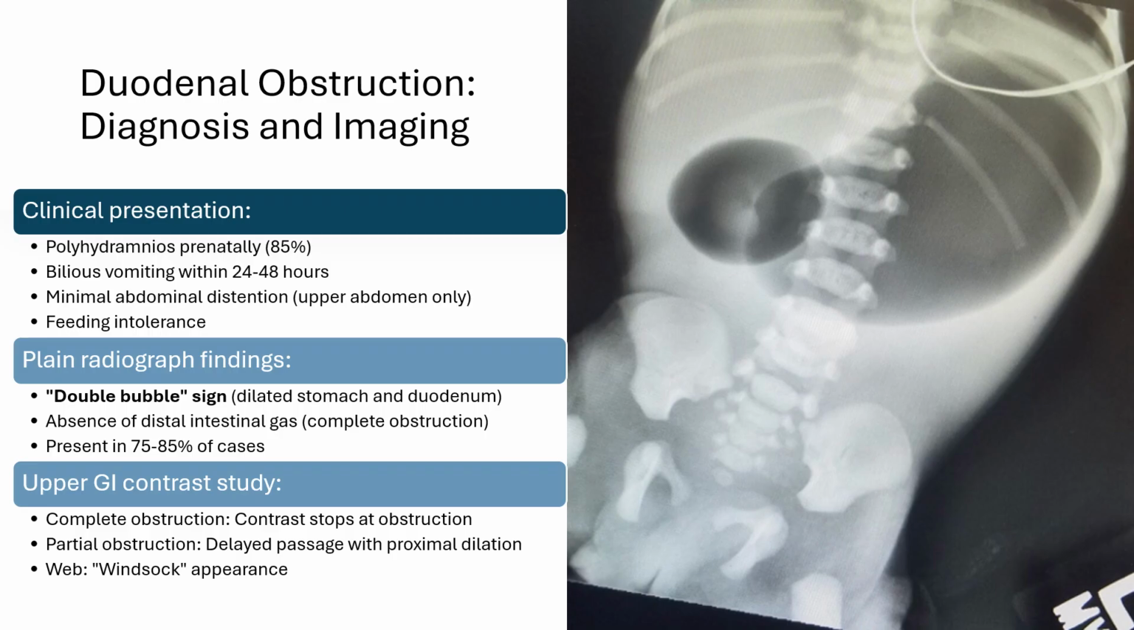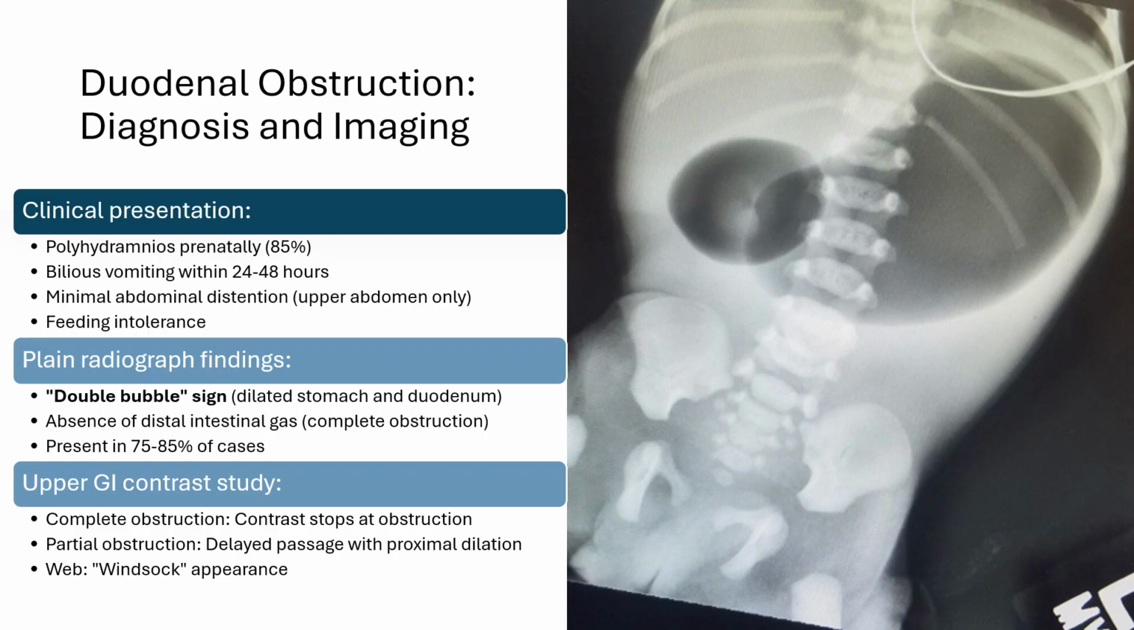After birth, the classic presentation unfolds predictably. Bilious vomiting starts within 24 to 48 hours because the obstruction is almost always distal to the ampulla of Vater, where bile enters the duodenum. Here's what's different from more distal obstructions. You'll see minimal abdominal distension, and it's limited to the upper abdomen. Why? Only the stomach and proximal duodenum can fill with air and fluid. Everything beyond that remains collapsed.